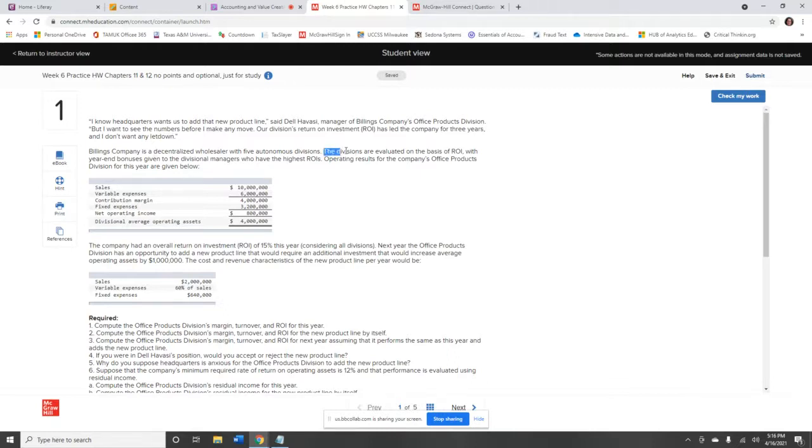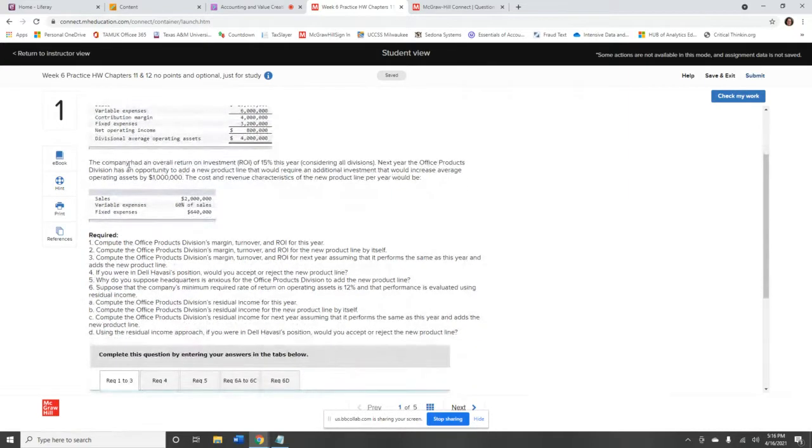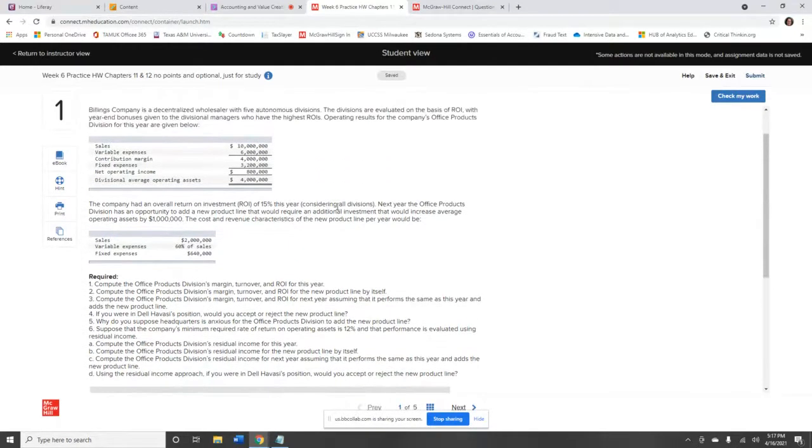All right, so they evaluate the divisions based on return on investment. And so here's the results so far, right? In other words, we'll calculate the return on the investments, and this is what they've got going on right now. But they do have this opportunity to add something else. So if they spend $1 million, they're going to get these sales, this variable expenses, and this fixed expenses.